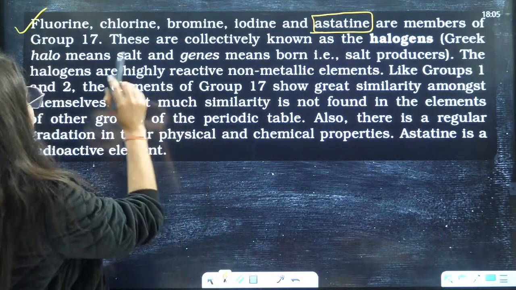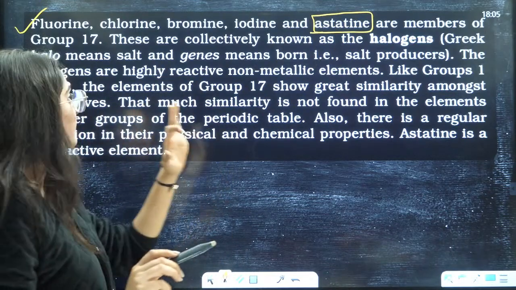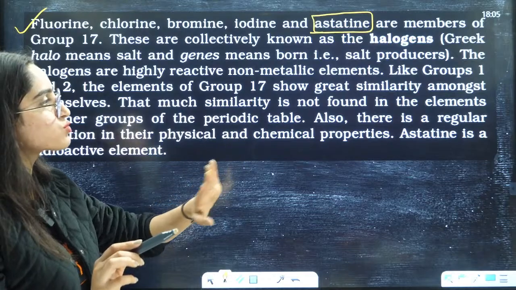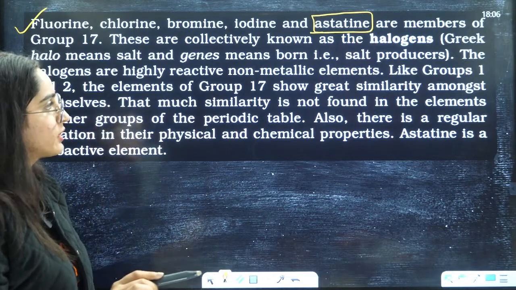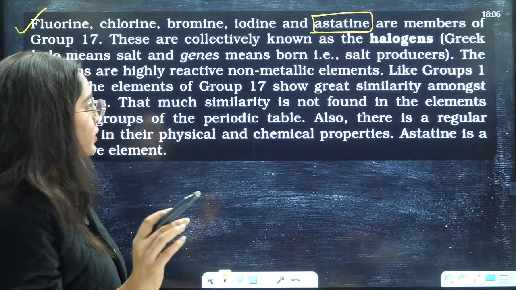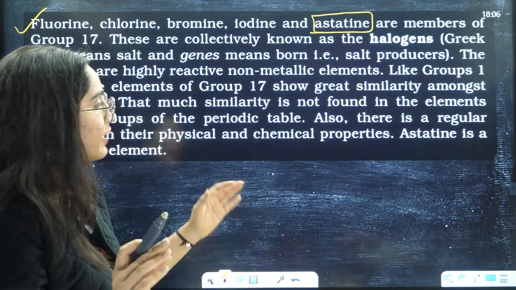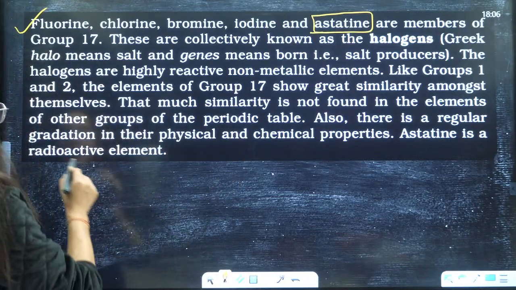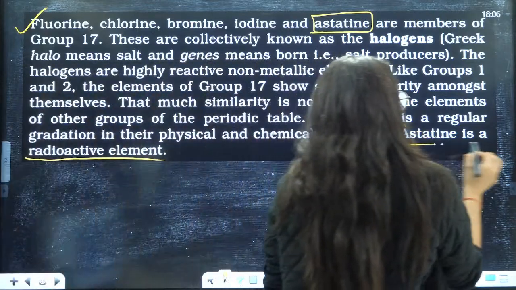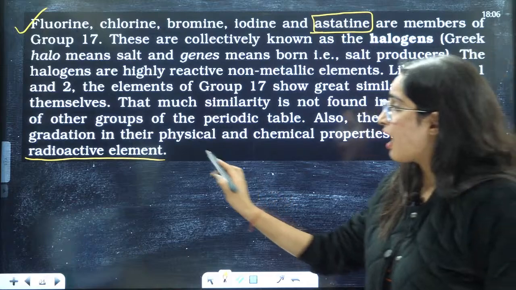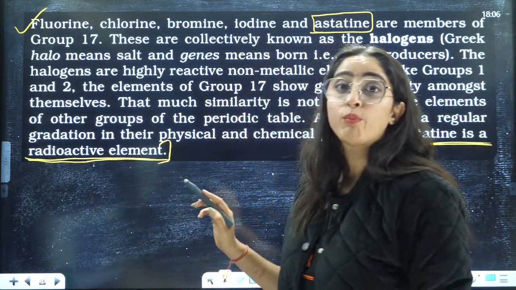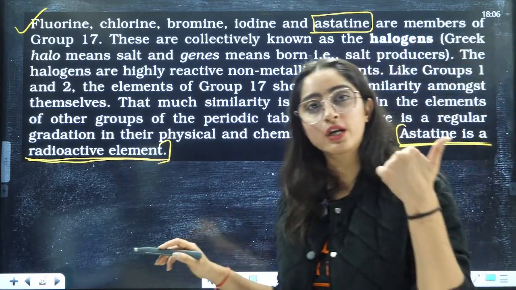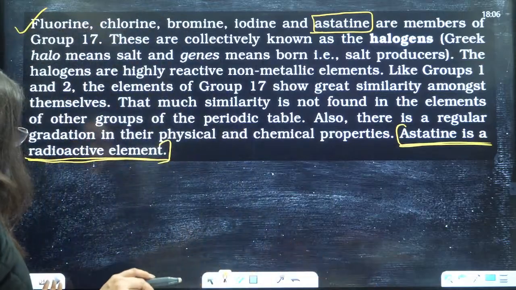The reason is the halogens are highly reactive, non-metallic, right? Such greater similarities are not found in the elements of other groups of the periodic table. They are very similar to each other, and that's why they have a specific name called halogens. There is a regular gradation in their physical and chemical properties. Astatine is a radioactive element, and radioactive elements are not studied, right? Like polonium, we didn't study polonium in the previous group. That's why we will only study fluorine, chlorine, bromine and iodine. That's it.